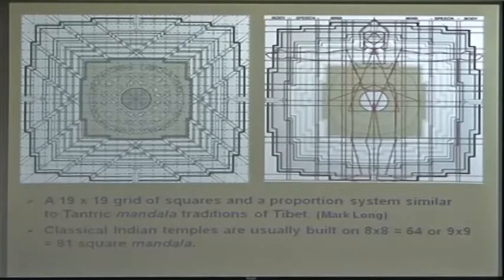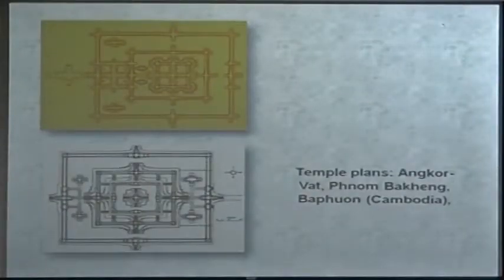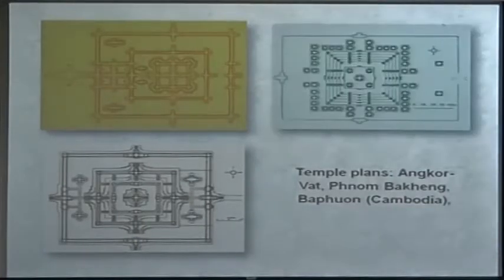But in the classical Indian Hindu temples, the mandala was not 19 by 19 as it is here. There were basically two mandalas at work, two sets of squares. One was 8 by 8 and the other was 9 by 9. In temple architecture, 8 by 8 is the one used most of the time, and 9 by 9 is more for domestic structures. Let me show you some plans of Hindu temples. These are from Cambodia, so you can see something very familiar to us.